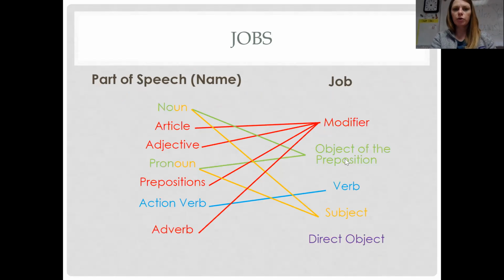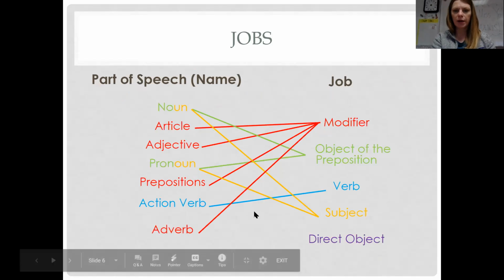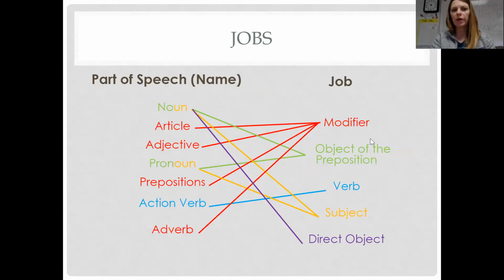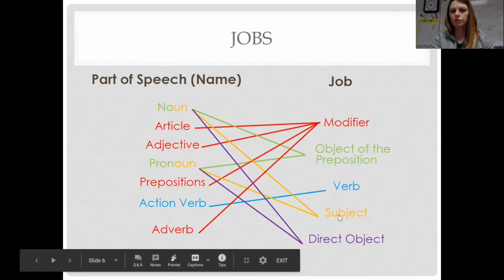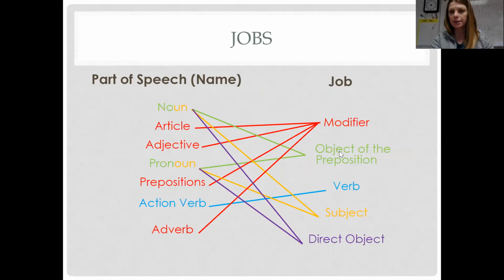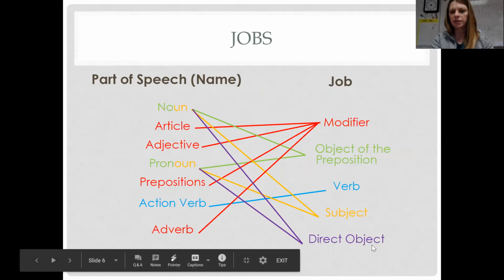So we have some new connections here. Nouns and pronouns can be subjects. They can be objects of the prepositions, but now they can also be direct objects, okay? As you can see, subject, object, and they have that ject in there, but object, subject, object, all of those are going to be nouns.